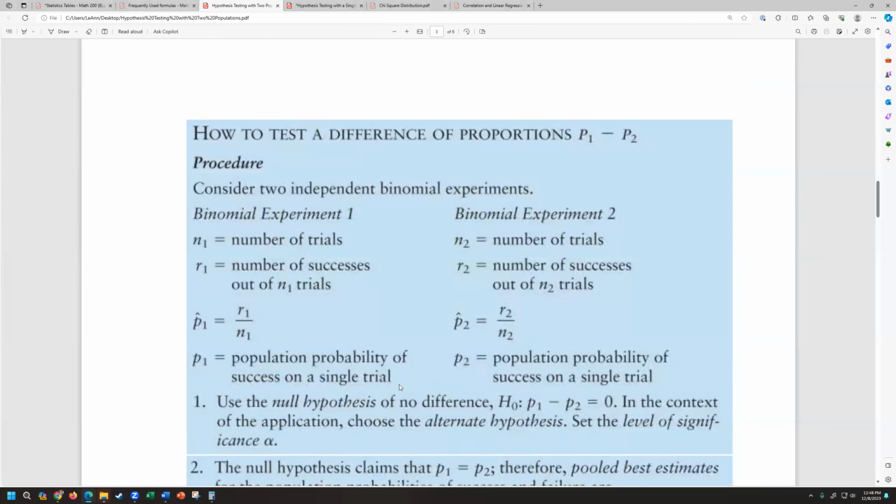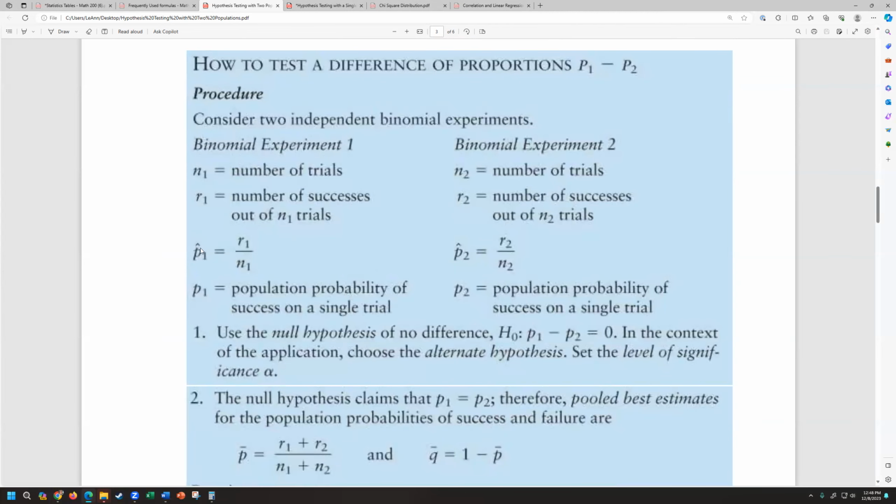If you're doing proportions, it is a little different. So we have two different binomial experiments. We have a number of trials for each, number of successes for each. We have a P1 hat, which is the number of successes out of the number of trials for that first sample. We have a P2 hat, which is the number of successes out of the number of trials for the second binomial experiment. We also should have a population proportion for each of those.